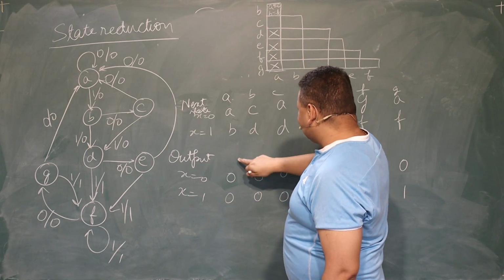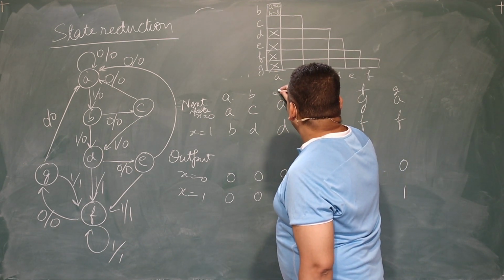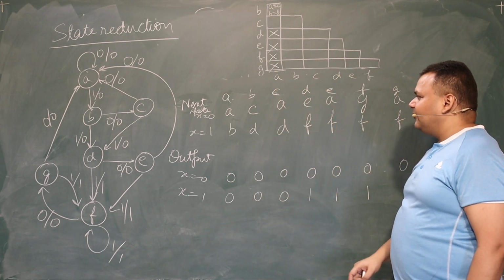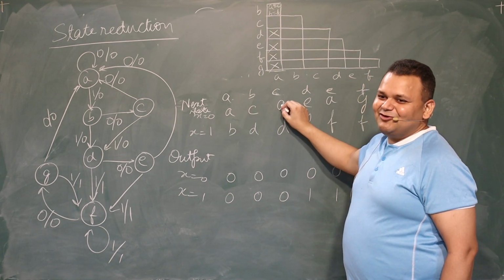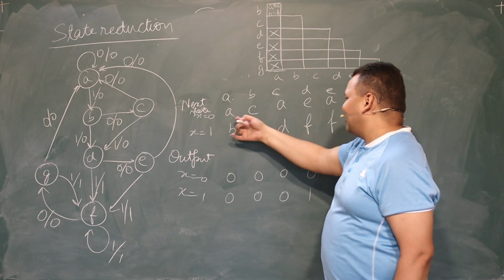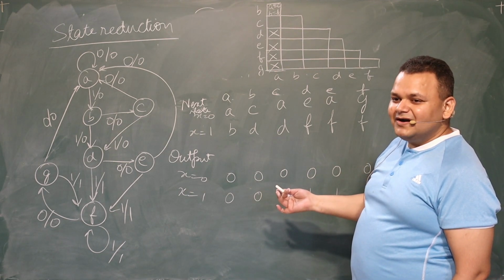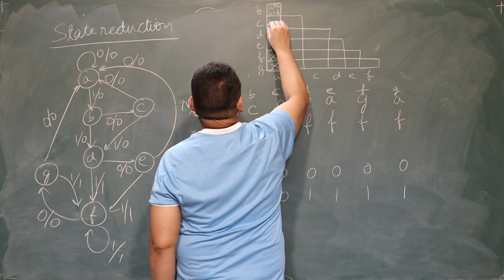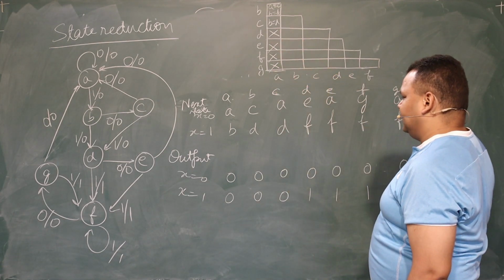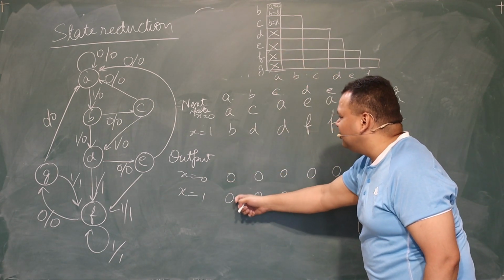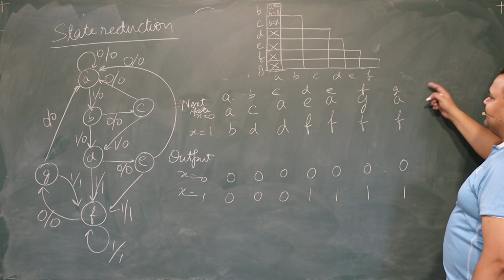Now let us look at A and C. What is the condition required for A and C to be equivalent? A will of course be equal to A, we know that. The other condition required is that B should be equivalent to D. So these are the two conditions required. We already established that this is not possible because the outputs are different. The output for A is 0, 0 based on whether X is 0 or 1, and the outputs for D, E, F and G are different.